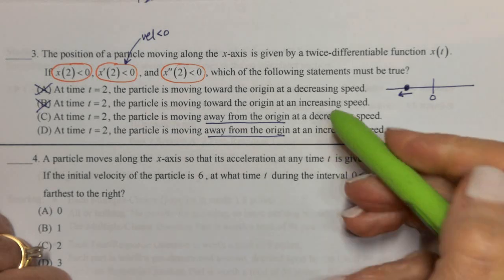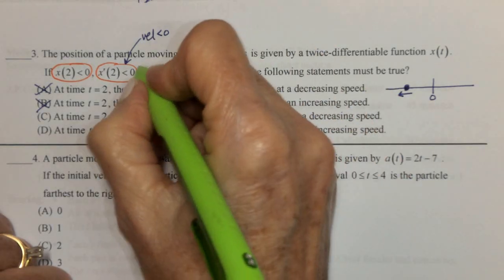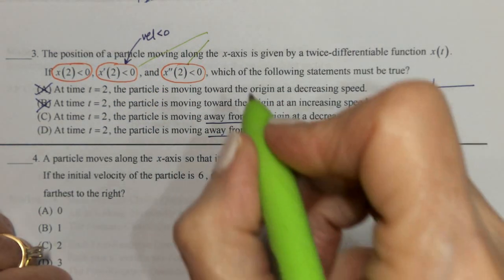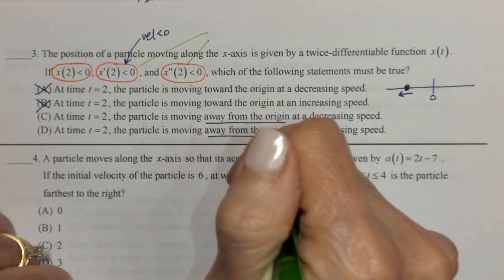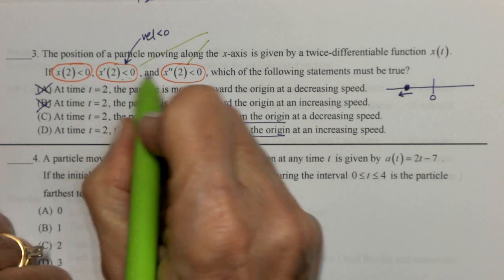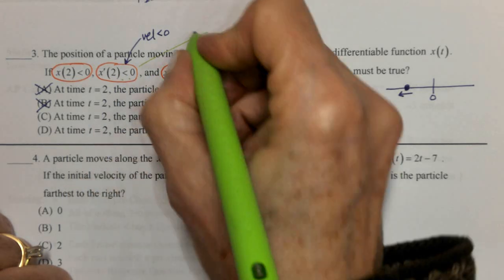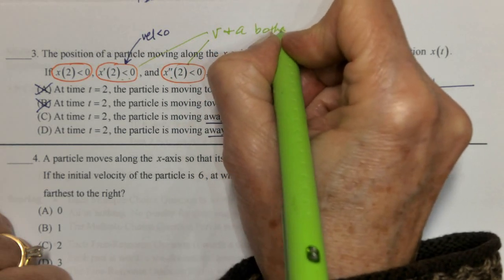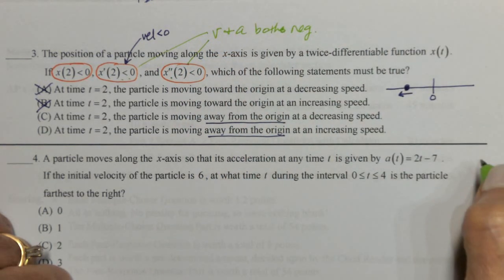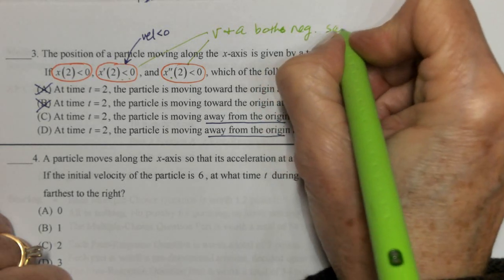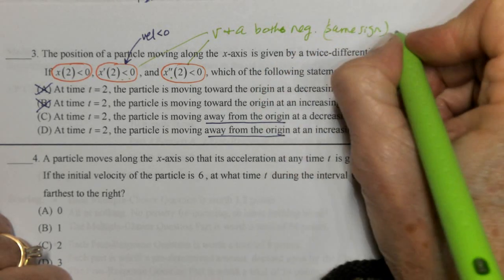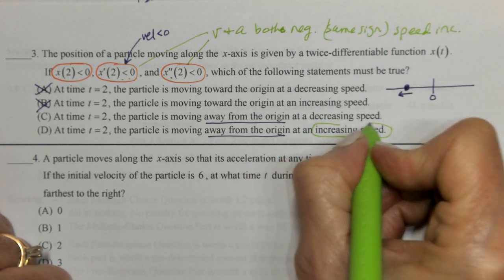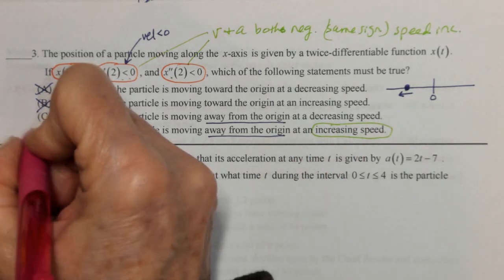And next up, I want increasing or decreasing speed. So for speed to be increasing or decreasing, I look for the signs of velocity and acceleration. Well, velocity is negative, and the second derivative of x is acceleration, so v and a are both negative. So they have the same sign. Same sign means the speed is increasing. So we have increasing speed. So the answer here is D.